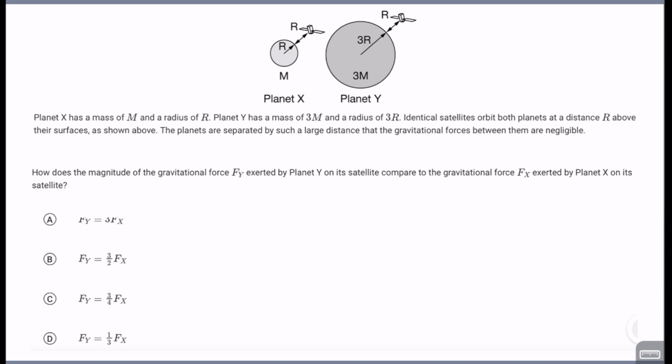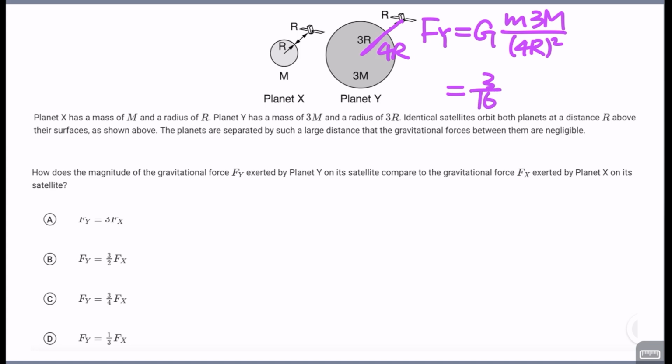Fy is the gravitational force experienced by the satellite around planet Y. According to Newton's law of gravitation, the magnitude would be G times the mass of the satellite, let's say m, multiplied by the mass of planet Y divided by the distance between them, which is 4r here. So I'm going to take 4r squared. That would be equal to 3/16 times Gmm over r squared.